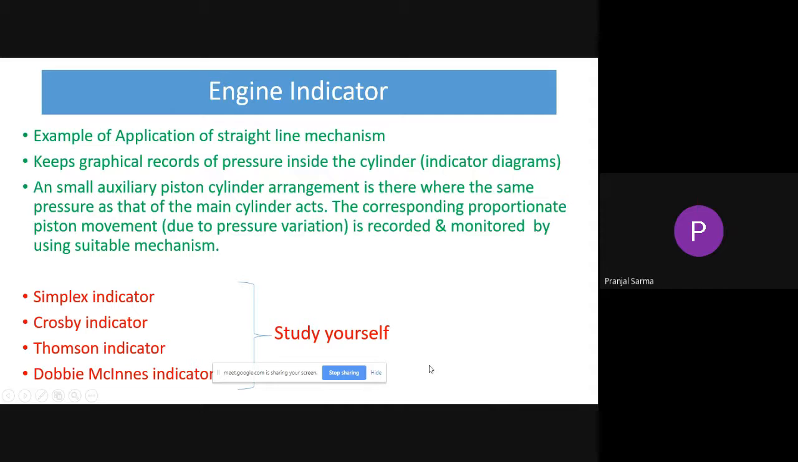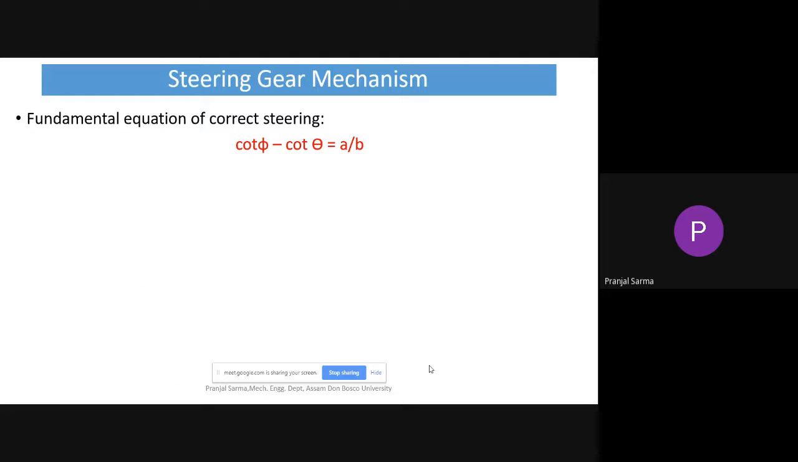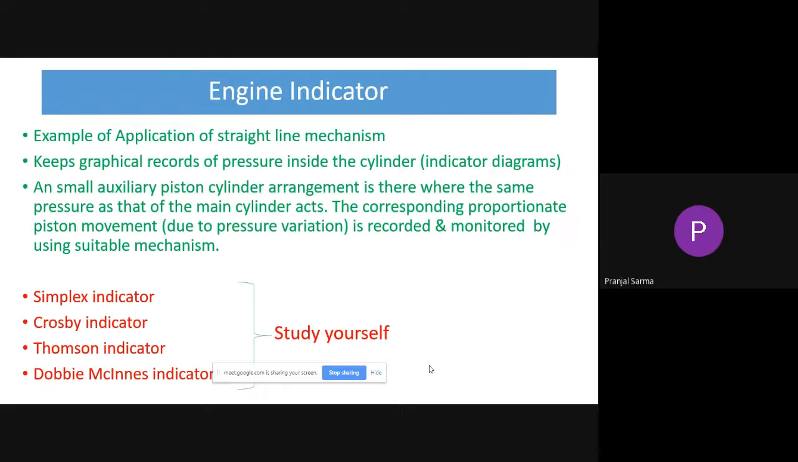There are many engine indicators, like the Simplex indicator, Crosby indicator, Thompson indicator, etc. You can consider that as an assignment. Let's go through the different types of engine indicators. Make a note on that. Understood? This is your assignment.